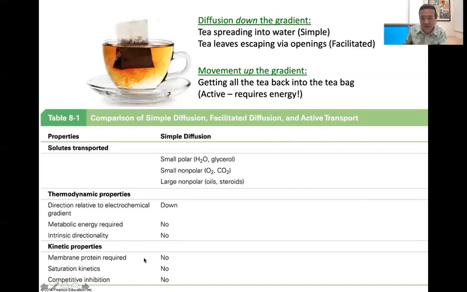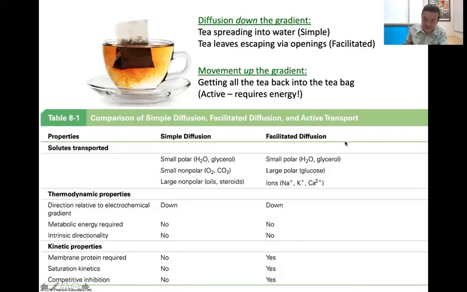In terms of kinetic properties, would simple diffusion require any special membrane proteins to help out? No. So therefore, there would be no saturation kinetics of proteins helping these things move across, and there'd be no opportunity for things like competitive inhibition to happen.